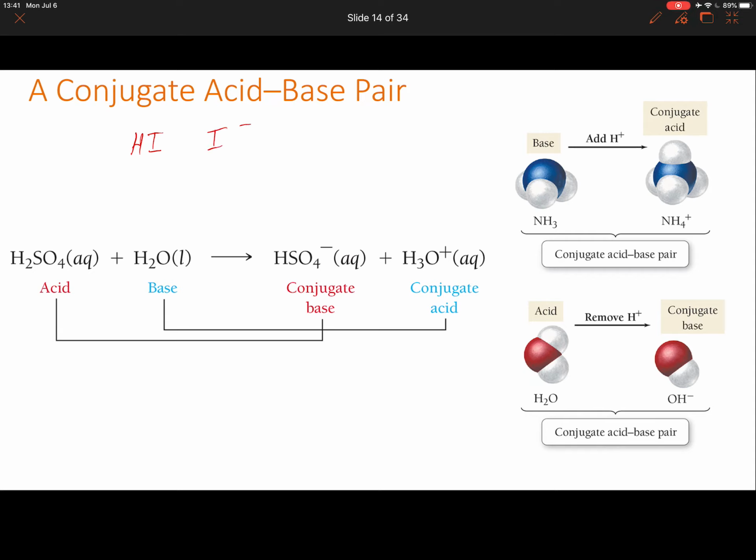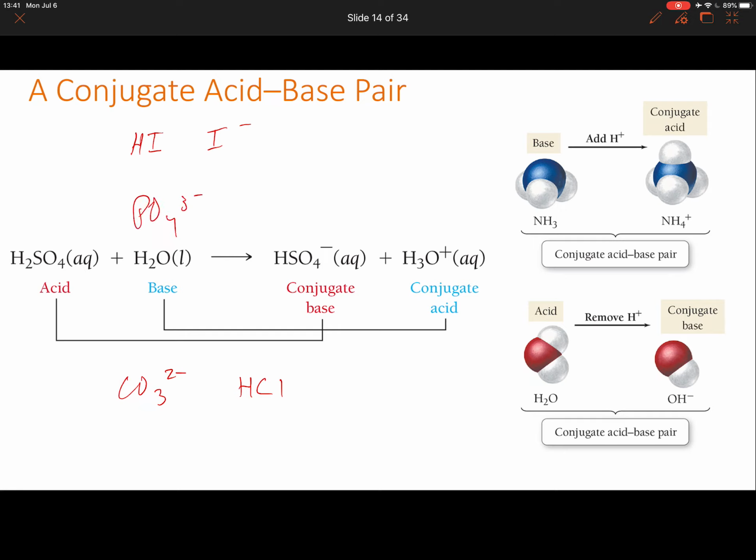So HI and I minus, and let's do CO3 2 minus and HCl. Okay, so are these acid-base conjugates? The way you tell is you just look to see if they are different by one hydrogen. One hydrogen. Here's another one.